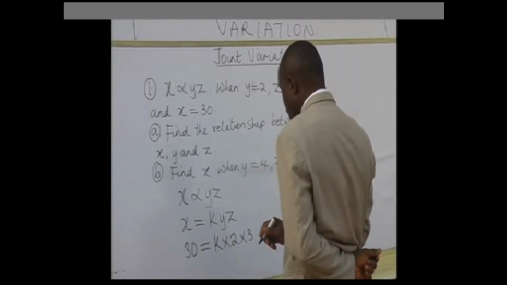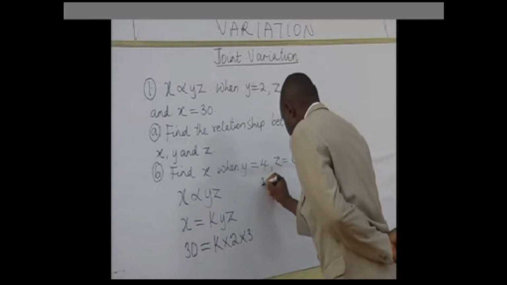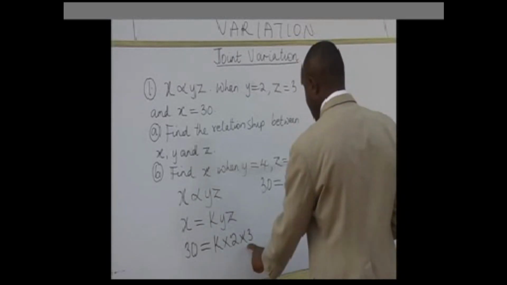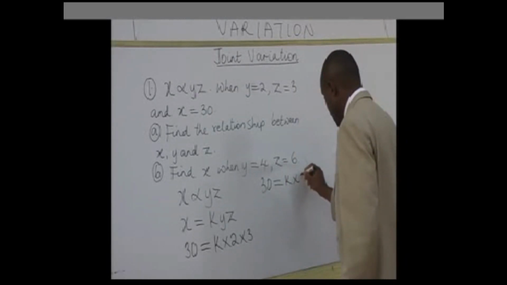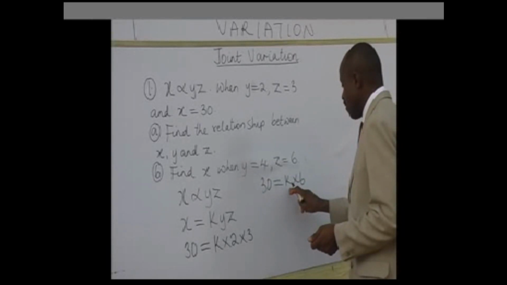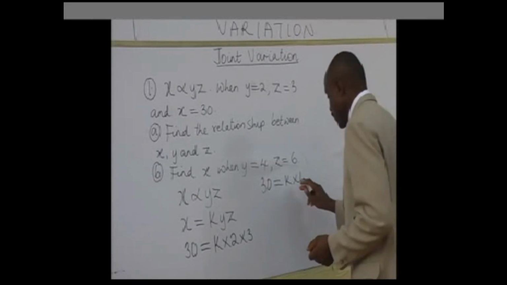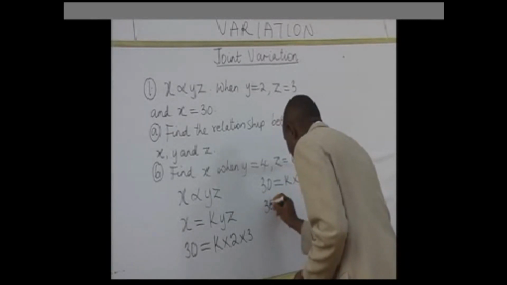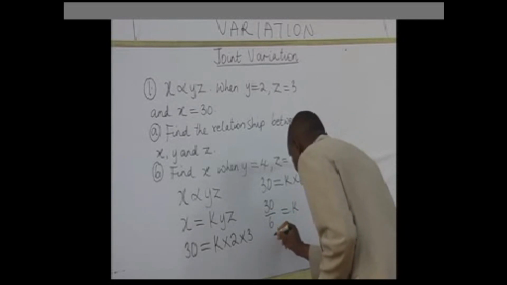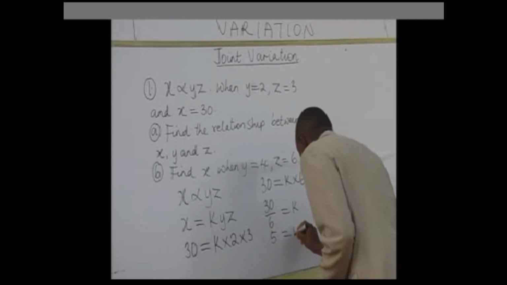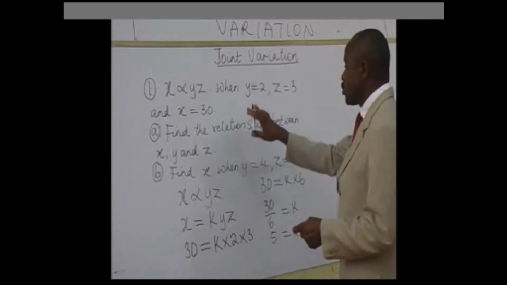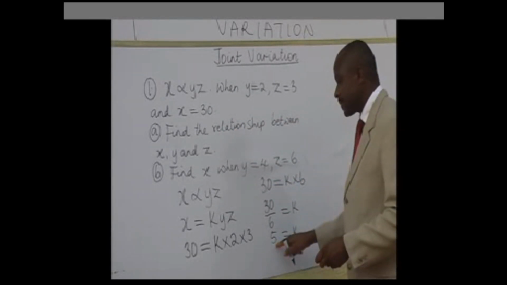So in this case now you have 30 is equal to k, 2 times 3 is 6, k times 6. If you want to know the value of k, divide both sides by 6. You're going to have 30 all over 6 is equal to k. And 30 all over 6 is 5. That means the value of our constant in this question is 5.